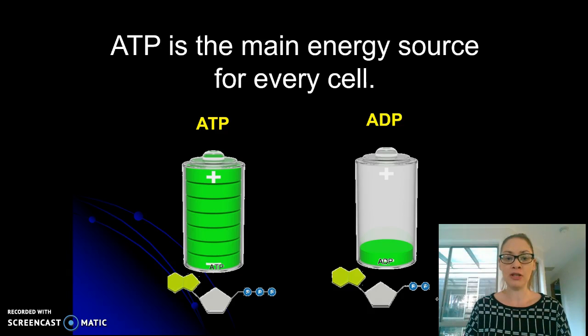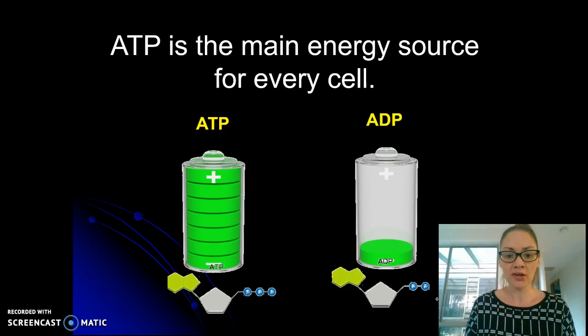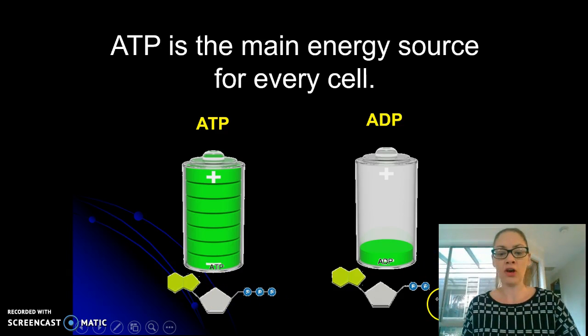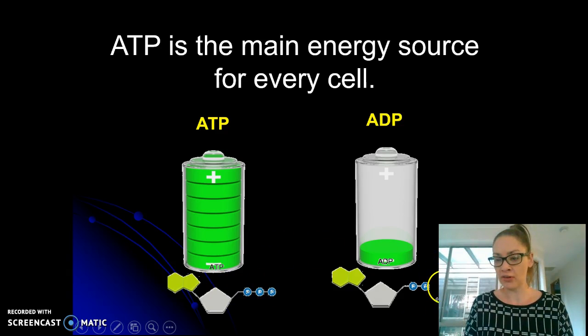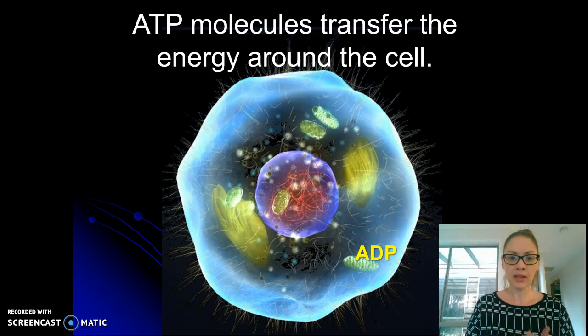Once my ATP has been used, it converts to ADP, which is adenosine diphosphate. What you'll notice is that I've got these three phosphates attached to my sugar, and when one of those breaks off, I go from the triphosphate to the diphosphate. Tri is 3, di is 2. So ATP molecules transfer the energy around the cell.